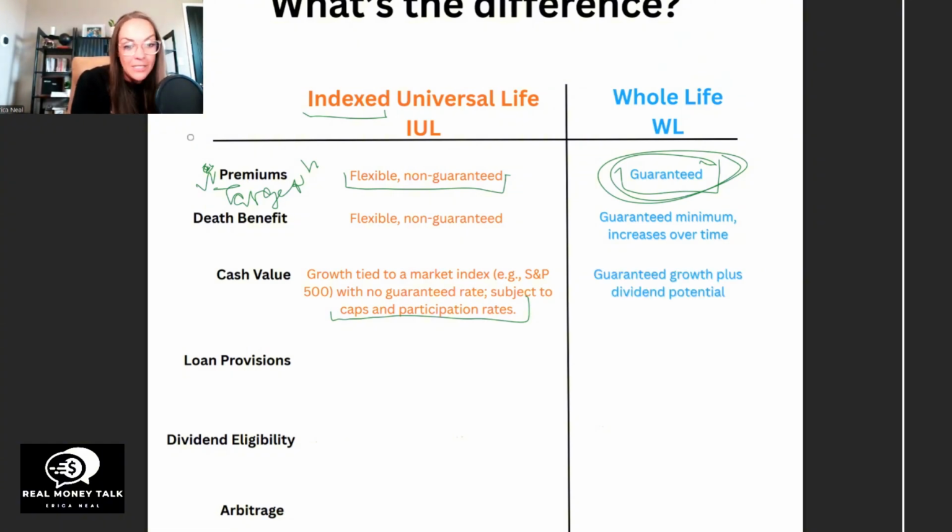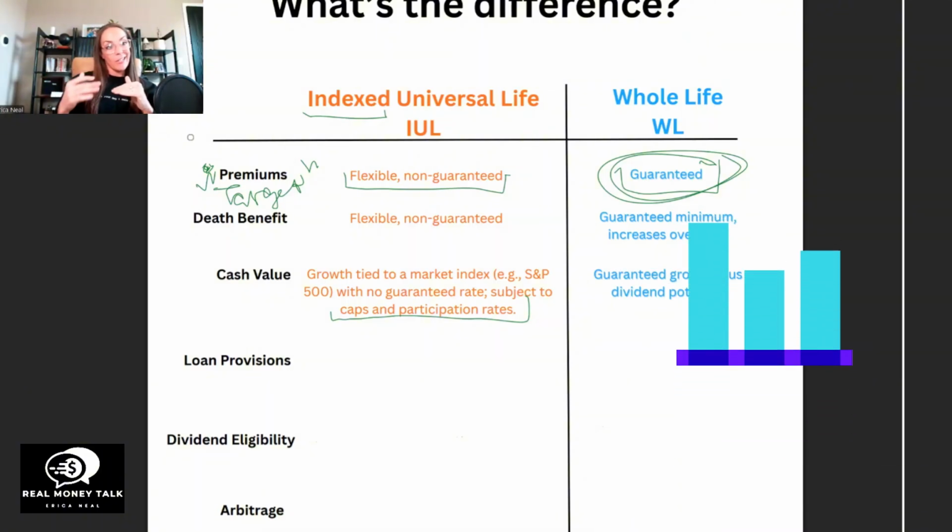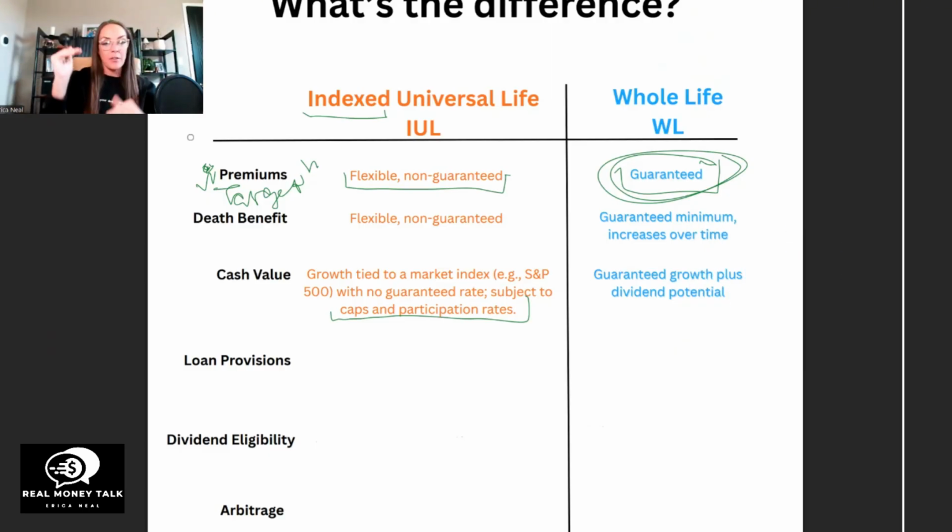Now, with a whole life policy, it's just a guaranteed growth plus dividend potential. Now, what does that mean? Well, every company is different. I'm an independent broker, so there's a few different companies that we partner with, right? Different ones for different things. All of the whole life policies have a guarantee. Some companies have a lower guarantee with higher dividends. Some companies have a higher guarantee with lower dividends, right? So they all kind of average out.